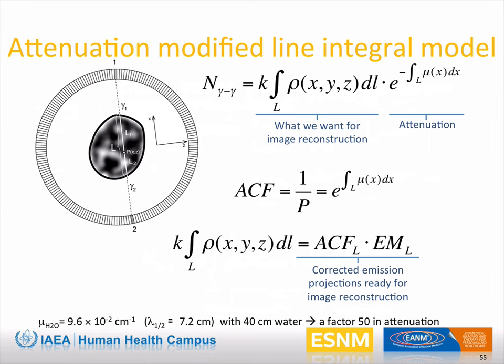The quantity 1 over P, usually called attenuation correction factor or ACF, is used as a multiplicative factor to correct the emission projections before image reconstruction. To have an idea of the relative weight of the attenuation correction factor, it must be noted that μ in soft tissue is equal to 0.096 cm^-1, and then with a 40 cm diameter patient, the ACF is about 50.